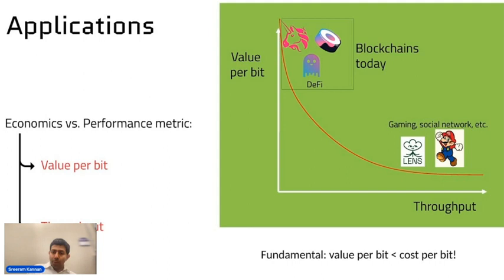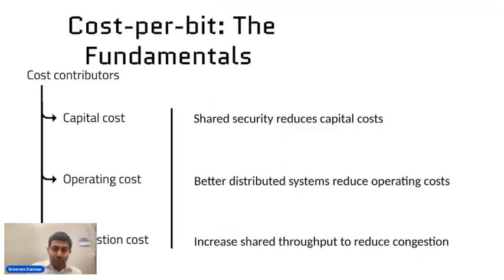But even if the value per bit is low, because the throughput is high, the product of these two is what the total value transacted through the system is. So it's value per bit times bits per second, and that's value per second. So that's this curve. We want to get to this regime where you have very high throughput, but low value per bit. But the fundamental thing is, therefore, the transaction cost per bit needs to be small.